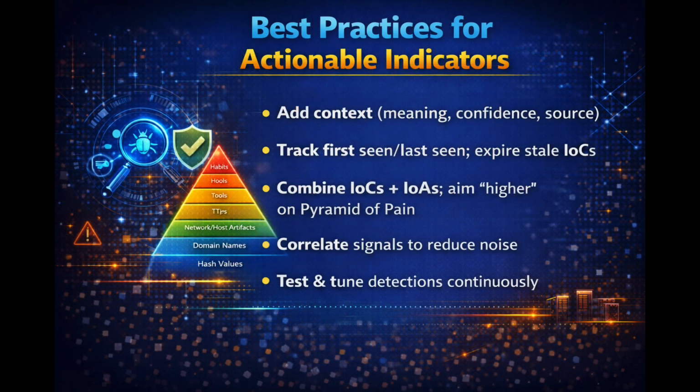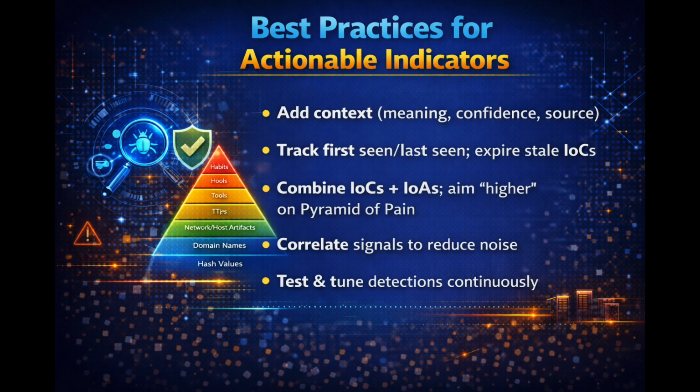Before we wrap up, here are best practices that make indicators usable in the real world. Add context. A good indicator includes what it means, how confident you are, and when it was last seen. Without context, teams either ignore it or overreact. Manage time. Many IOCs should expire or be reevaluated because attackers rotate infrastructure. Track first seen and last seen, and retire indicators that no longer add value.